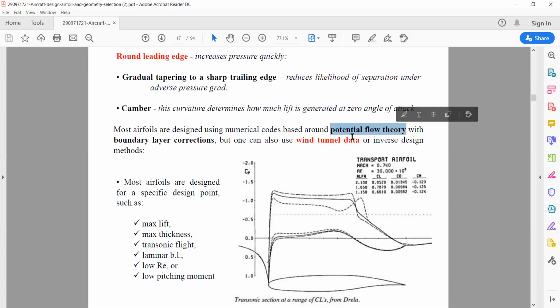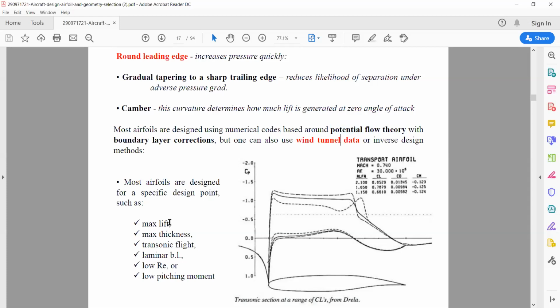Understood? The word itself says potential: how much the strength of the flow over it, how much lift can be generated, how much the minimal drag will be, how the performance will be affected. These are all things that will be taken care of by this important theory. It's called potential flow theory with boundary layer corrections, but one can also use wind tunnel data or inverse design methods. Okay, most airfoils are designed for a specific design point.